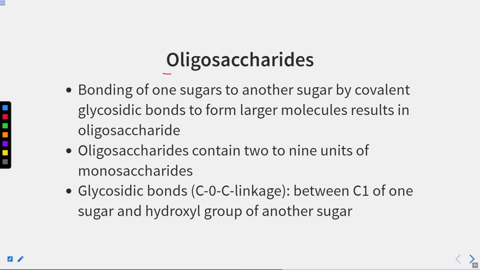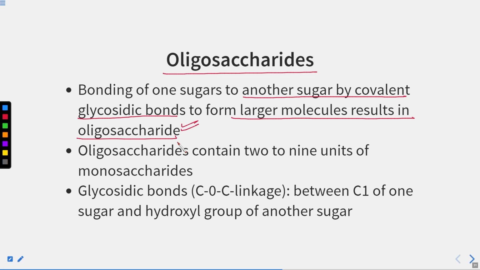Now comes the oligosaccharides. Bonding of one sugar to another by a covalent glycosidic bond to form larger molecules results in oligosaccharides. Between two monosaccharides, we know the formation of disaccharide, trisaccharide, tetrasaccharide. All these types of saccharides have the glycosidic bond and form the oligosaccharides.